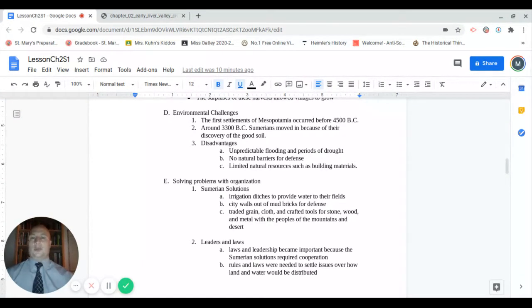If you ask a lot of historians, one of the arguments would be that Mesopotamia, Sumer, is really your earliest civilized region. You've got China, you've got the Indus Valley, you've got Egypt, all kind of happening around the same time. But with evidence, Mesopotamia is one of your oldest. Around 3300 BC, the people that we call the Sumerians moved into this region because of their discovery of this very fertile soil due to the floods.